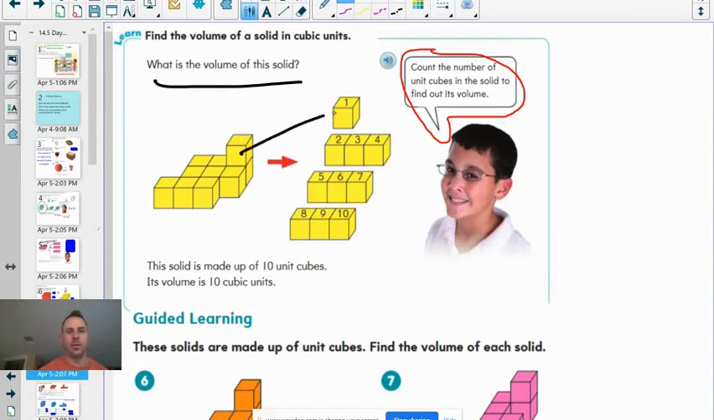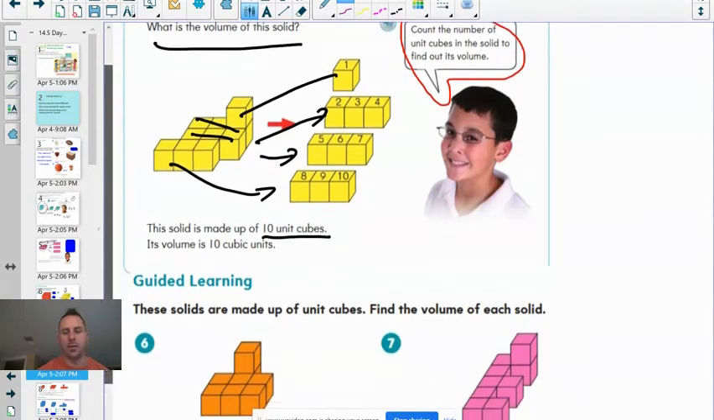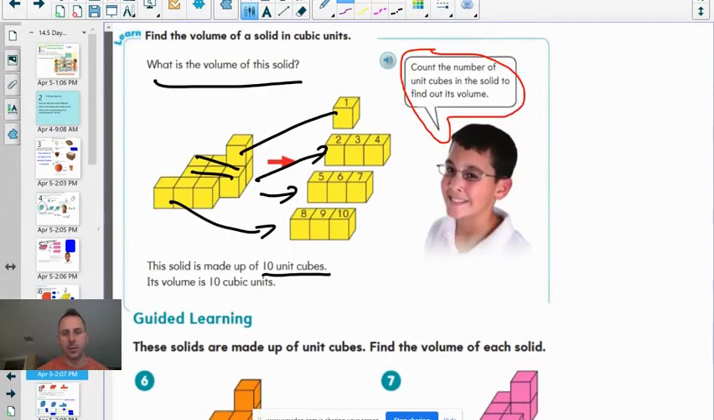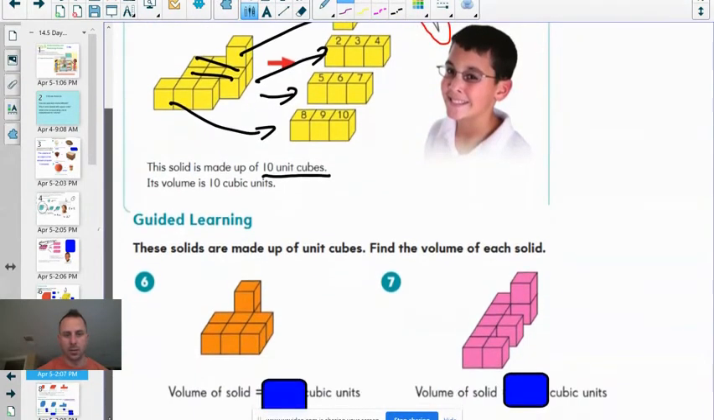All right, back to work, Mr. Serpico. What is the volume of this solid? And I like how this young gentleman here did it. He just broke it down. He took this one, then he took the back three here, then he took this three here, and he took this three here, and then he just counted them up. So he really broke it down. So he has 10 cubic units or 10 unit cubes. Tomato, tomato, same thing. That's kind of how he broke this one down.